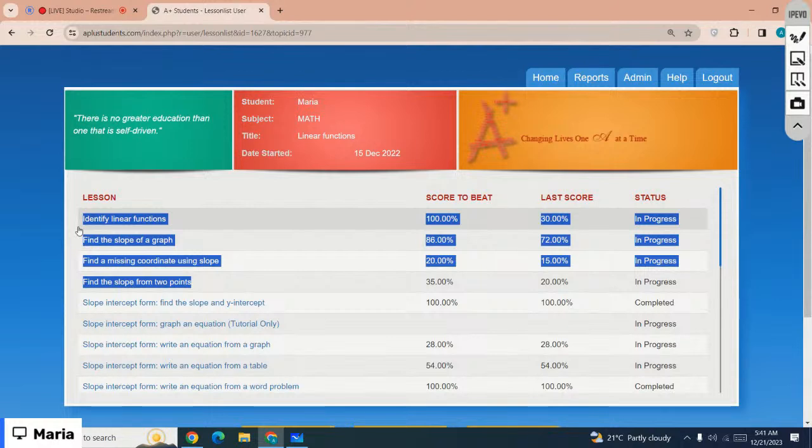So please make sure before the next session you complete all the practice questions for the lessons we did today. That is your homework until the next session, right?